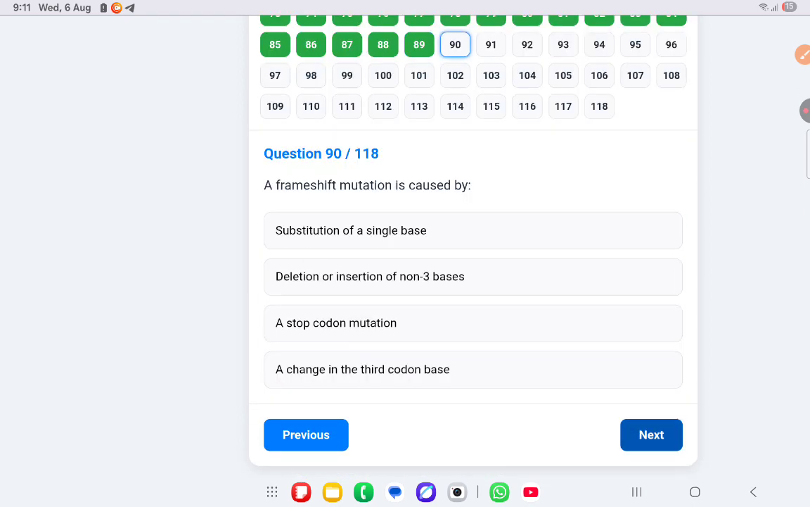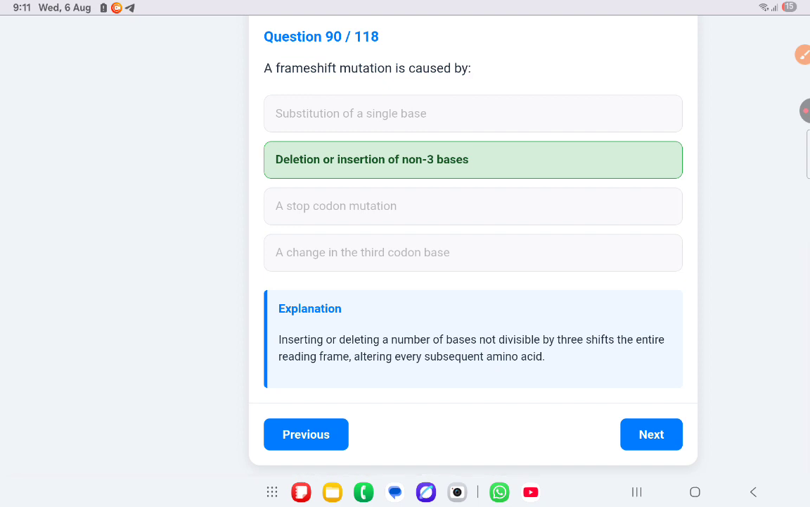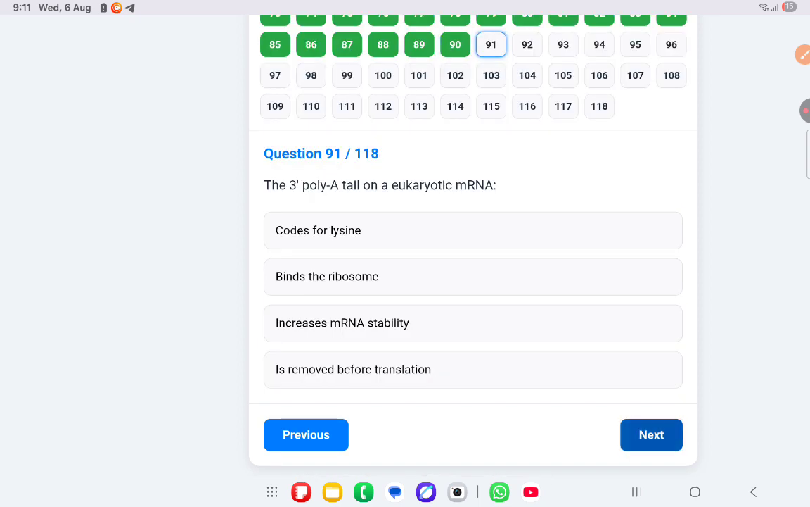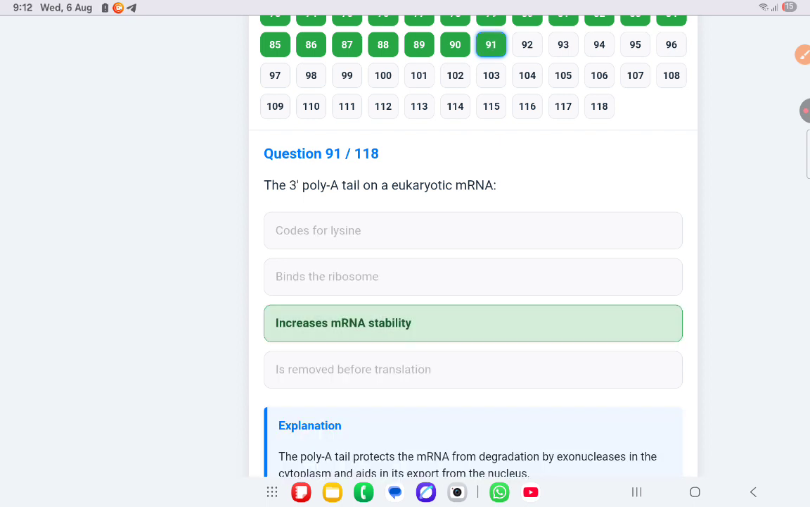Transformation. Next, a frameshift mutation is caused by deletion or insertion of non-multiples of 3 bases. Next, the 3' poly A tail on a eukaryotic mRNA increases mRNA stability.